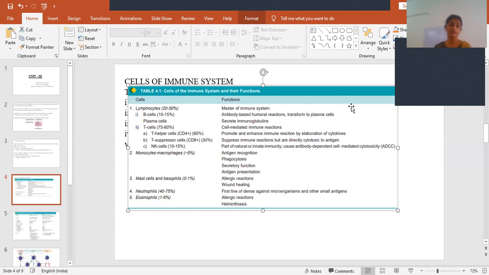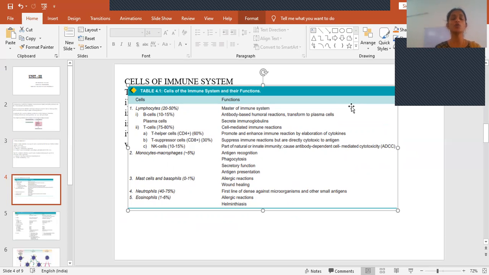Lymphocytes include like 20 to 50% of immune reactions, which will be done with the help of these lymphocytes. Again, it is of two different types, B cells and T cells. So B cells comprise 10 to 15% and the remaining 75 to 80% is comprised of T cells. B cells will be transformed into plasma cells and will participate in the formation of immunoglobulins, which will directly participate in the immune reactions. And coming to T cells, these are of three different types: T helper cells, T suppressor cells, and the other is natural killer cells. So all these will promote cell-mediated immune reactions.